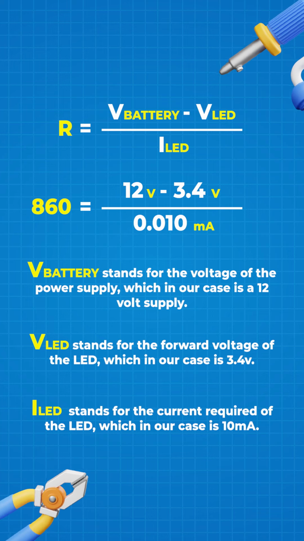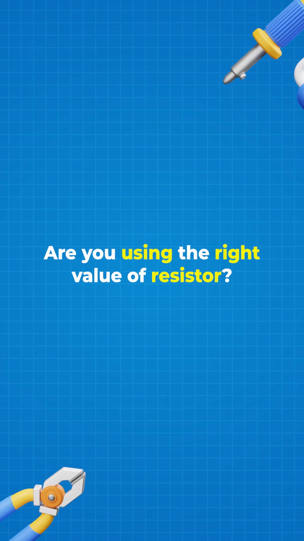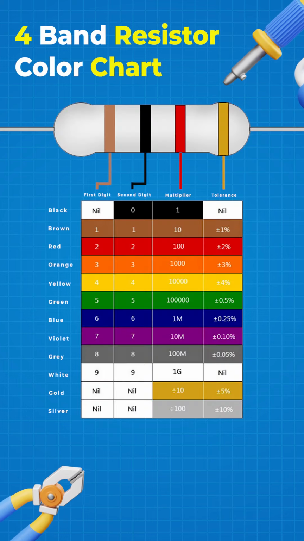Since the closest value of resistor to 860 ohms that I have right now is 1 kilo ohm, this will do. Now, how to read a resistor? How can we say that we are putting a 1 kilo ohm resistor to an LED? What you're seeing right now is a 4-band resistor color chart.